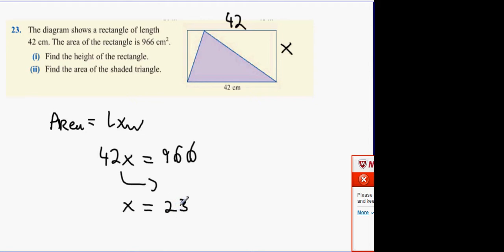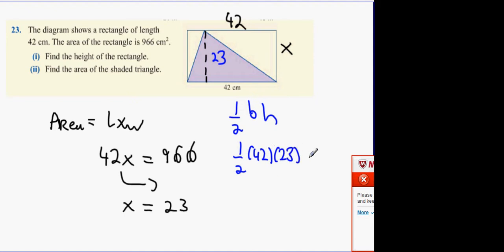Now that we know it's 23, that's the height of the rectangle done. Find the area of the shaded region. The area of the shaded region is the area of the triangle. The triangle's base is 42 and its height is 23. So it's a half base by height, which is a half 42 times 23. That's 483 centimeters squared. So that one is done.